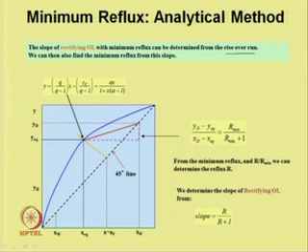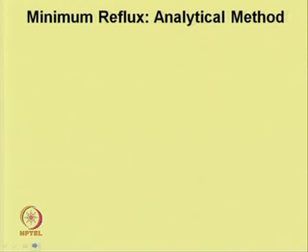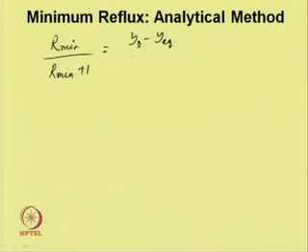If we see from this figure, the distance y d minus y equilibrium divided by x d minus x equilibrium, this distance and this distance, will give the slope of the operating line which is nothing but r minimum by r minimum plus 1. Then if we know r by r min, then we can calculate R and then we can calculate the rectifying section's operating line slope R by R plus 1. Let us see how to do that. R minimum by R minimum plus 1 is equal to y d minus y equilibrium divided by x d minus x equilibrium.